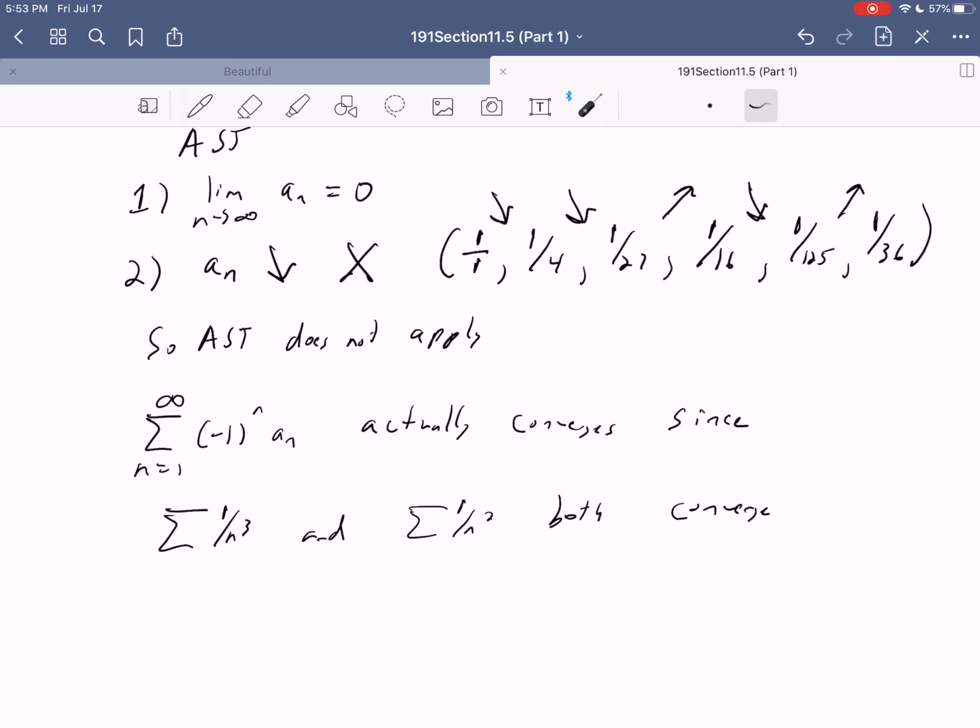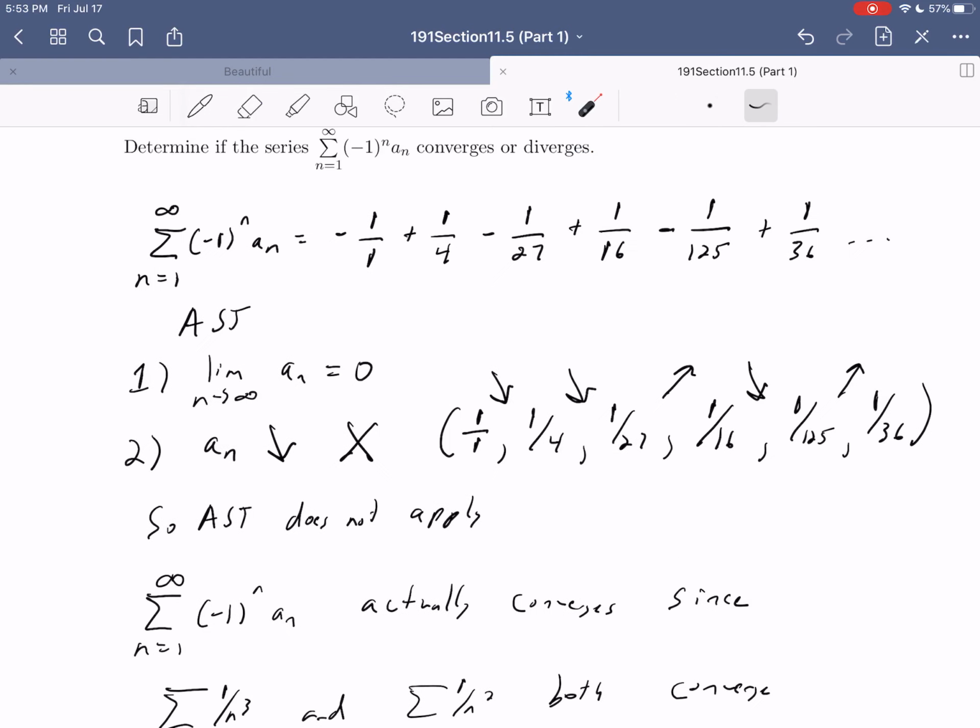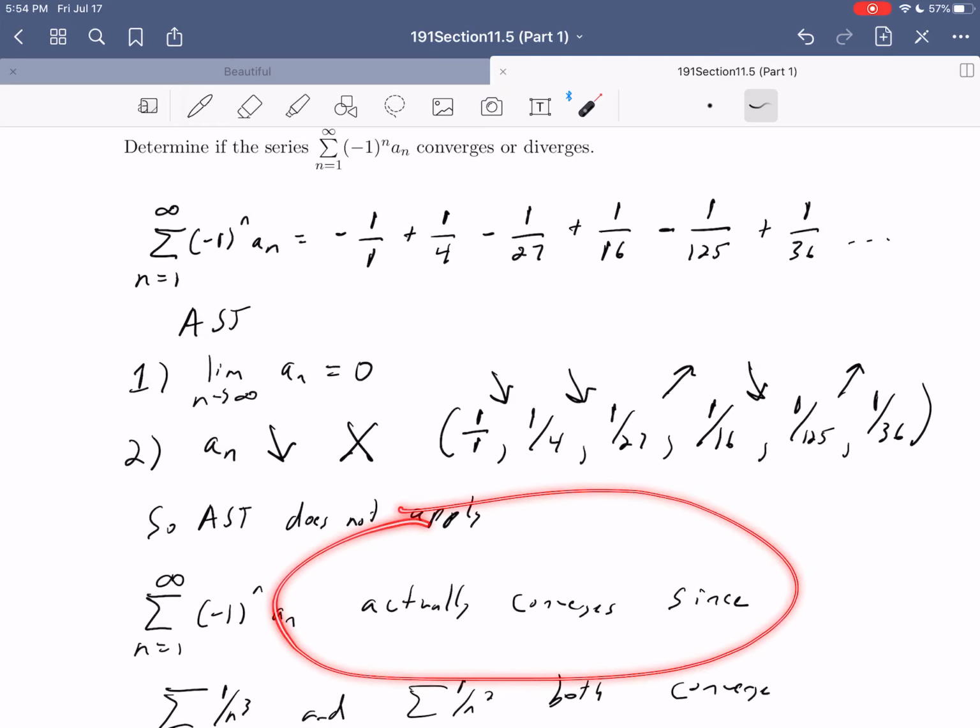So what we're basically saying here is that the odd terms are all negative, but they add up to some finite negative number, and the even terms add up to some finite positive number. Put those two together, and it's still going to be some finite number. So this time it actually does converge.